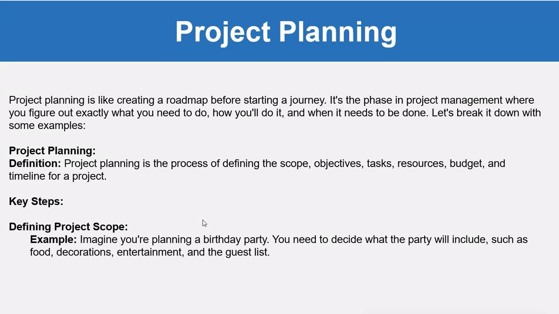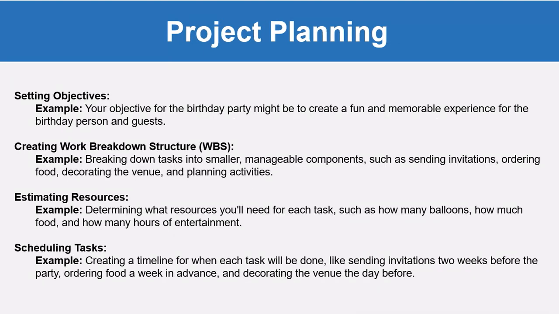Friends, just imagine that you are planning a birthday party for your friend. You need to decide what the party will include, for example the food, decoration, entertainment, and the guest list. All those things will be defined properly. That is called the scoping of the project. Then setting objectives means what you want to achieve. For example, you want to achieve a very fun event and a memorable experience for all the friends and family members, the birthday person, and the guests.